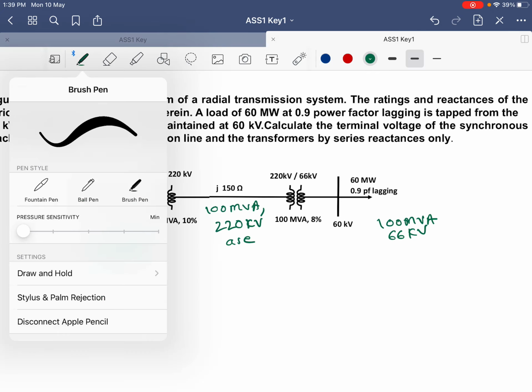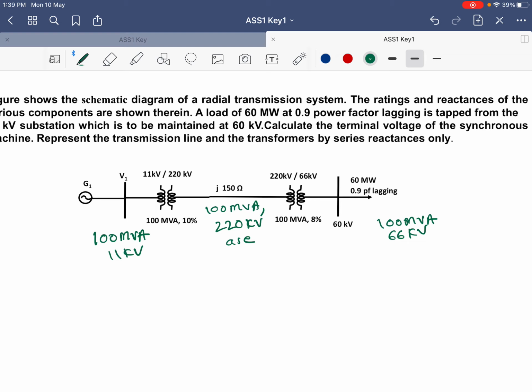Okay, these are the base quantities in the different parts of the circuit. The next step is to find out the per unit reactance of all the components. The generator rating is not given, so you don't bother about the generator. Start with, you can call this a transformer T1, this a T2. Now I'll start with transformer 1.